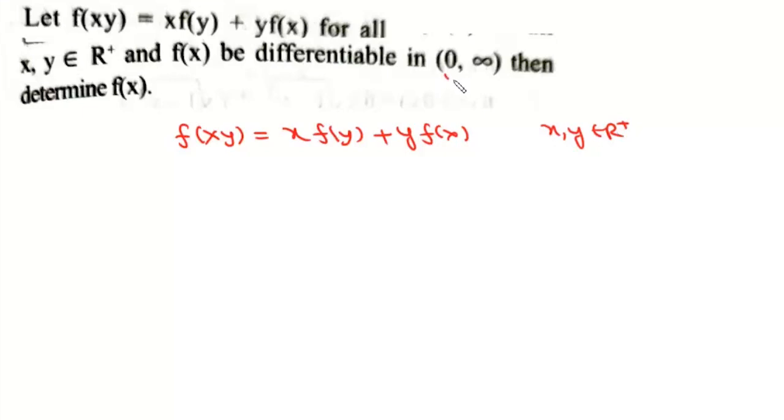So this function, if it is differentiable at 0, it is differentiable for all x belongs to R. Now the question is, we are given that f(xy) is equal to x f(y) plus y f(x) for x, y belongs to R positive, and it says it is differentiable on 0 to infinity. Now what we'll do is we'll find the value of f(1). Now we'll put x and y as both 1. So it'll be f(1) equal to f(1) plus f(1). So clearly the value of f(1) is 0.